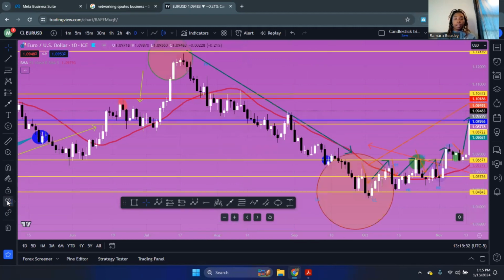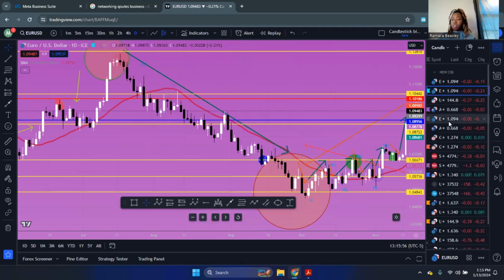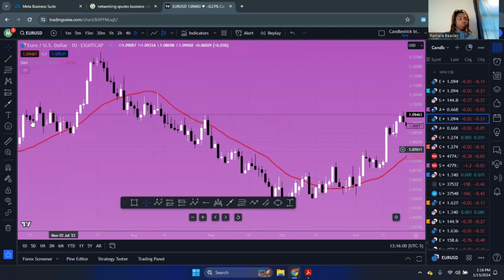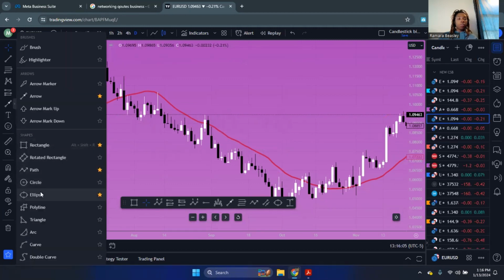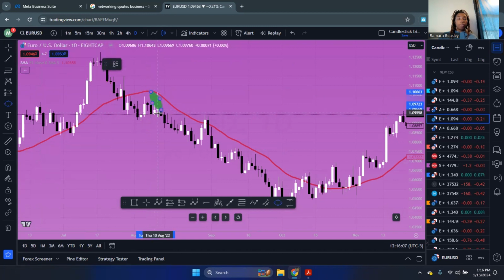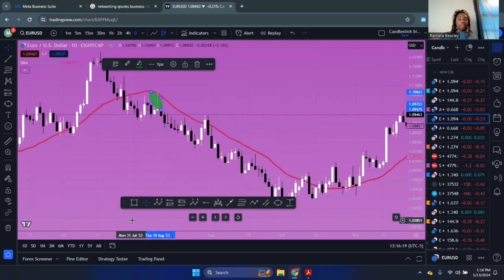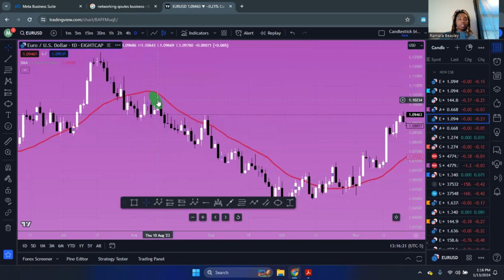I know I need to probably turn these on, but I want to give us a clear chart so you can see. Yes, this is a clear chart. And then I'm just going to circle what I was talking about. So we have that pin bar. Not a shooting star.